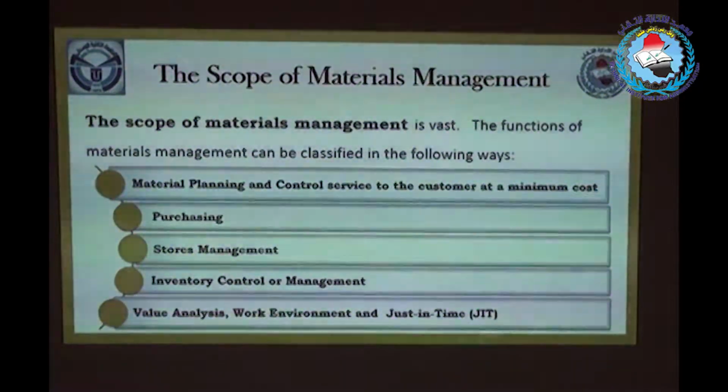The scope of material management. The scope of material management is vast. Vast means wide. And the functions of material management can be classified in the following way. Material planning and control, serving the customer at minimum cost. Purchasing, storage management, inventory control or management, value analysis, work environment, and just-in-time. And there is a separate chapter to discuss what just-in-time means.